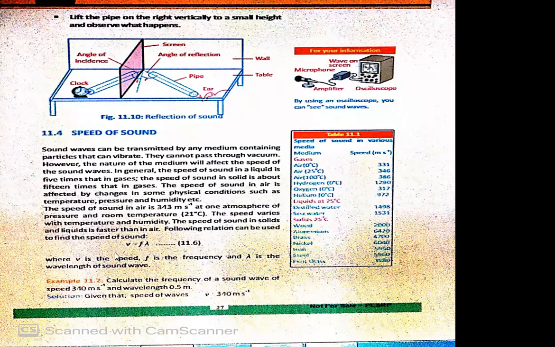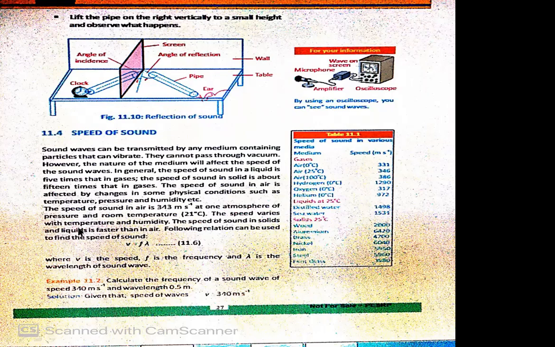So v is equal to f lambda. We have read this in our last chapter, when we discussed the first chapter of the 10th class. So we discussed v is equal to f lambda. The speed of sound in solid and liquid is faster than in air, as I have already told you. The speed of sound is more in solids and liquids as compared to gases.